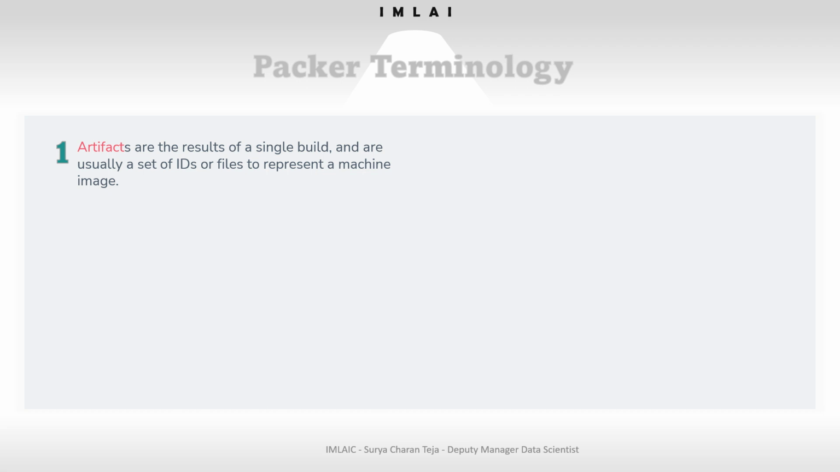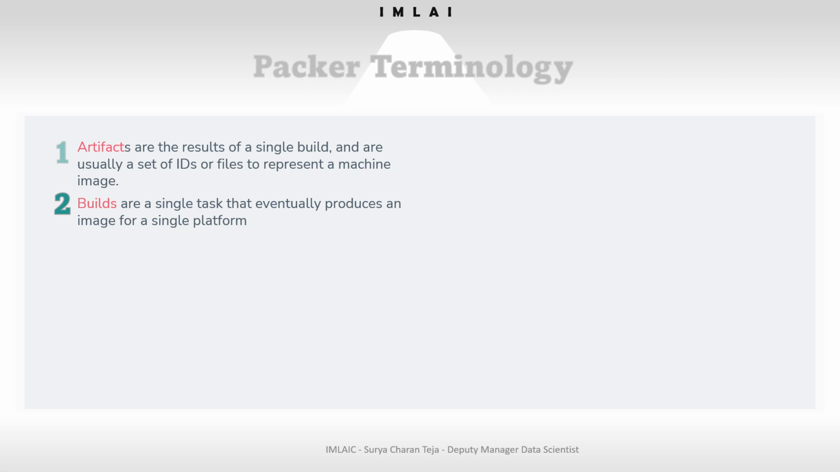So then build, another term, build. Builds are a single task, just a single task that eventually produces an image for a single platform. It's a single task, it creates a single image for a single platform. That's called a build. The output of this build is called an artifact. So multiple builds run in parallel.